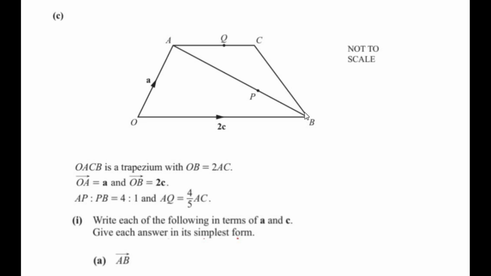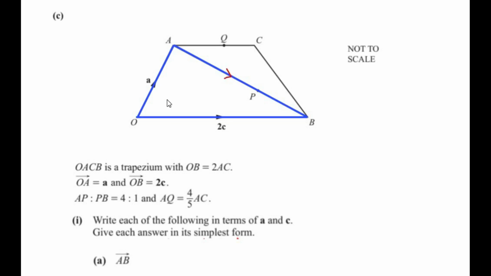Starting with vector AB. Now here we can see that OACB is a trapezium and some of the information is given in the diagram as vector OB is 2c and vector OA is a. We have to represent each of the given vectors in terms of a and c, starting with vector AB. So for that, let me highlight the triangle OAB first. Now since the vector AB is given, the direction of the vector is from A to B, this way.